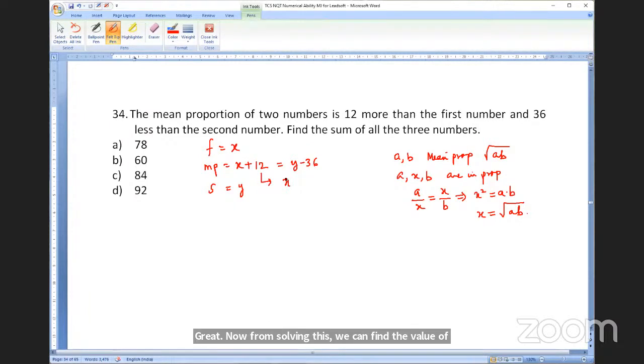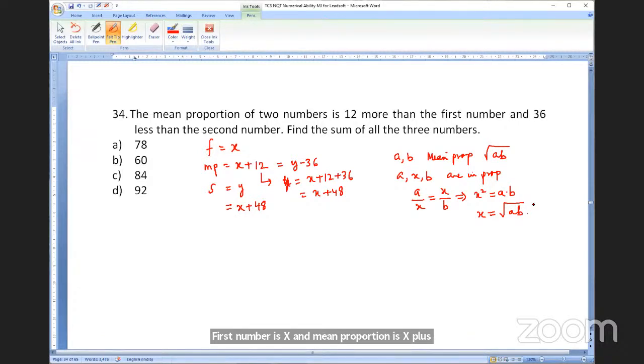We need to find the value of y if required. y is equal to x plus 12 plus 36, that is x plus 48. That means the second number is x plus 48. First number is x and mean proportion is x plus 12.